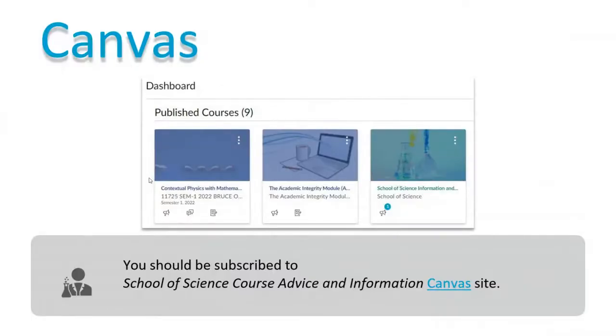Canvas is kind of like our information hub for all our students. You will already be automatically enrolled in Canvas, and you should already be subscribed to the School of Science Course Advice and Information Canvas site. This has a lot of the similar information to what I just mentioned: how your course is structured, contacts within your course, where you can get more help, etc. You will also be subscribed to a separate Canvas site for each and every unit that you are enrolled in during your time here at UC.